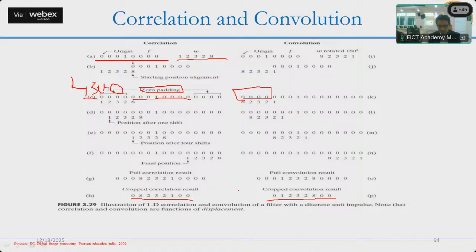So what do we do? We are also able to get the result, and we are able to do the one-dimensional operation of the mask with the signal, and we notice that both the results are different. Right? So what we are saying is that they are functions of the displacement.